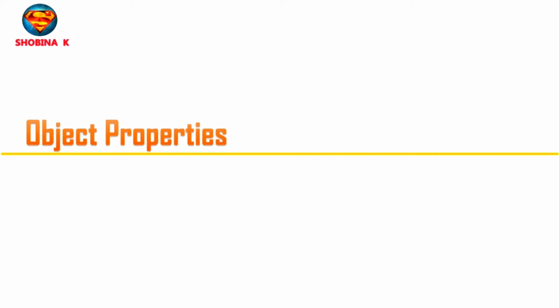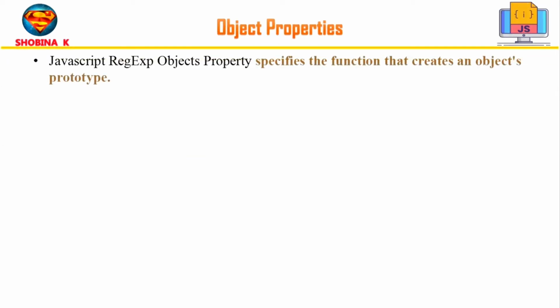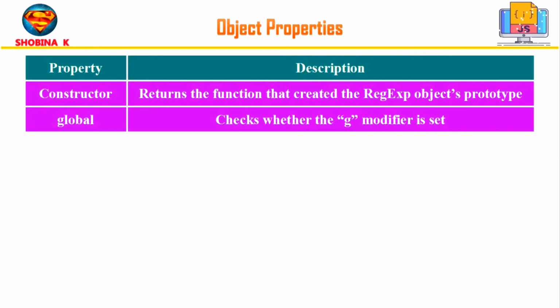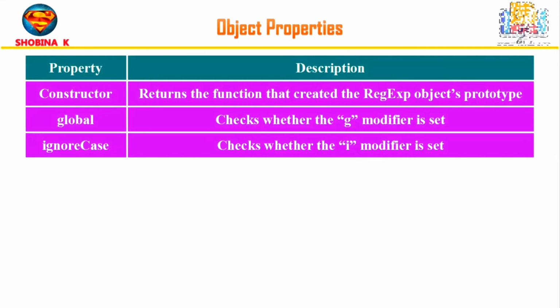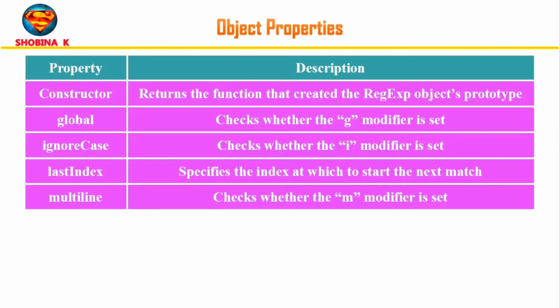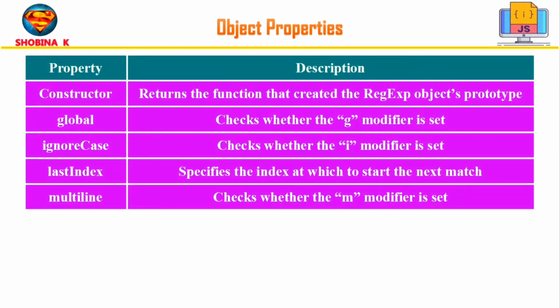And next we have object properties. The JavaScript regular expression object property is a function that creates an object's prototype. Now talking about the object properties, first we have the constructor. This property will return the function that creates the RegExp object prototypes. And next we have the global property. This checks whether the G modifier is set or not. And then we have ignoreCase, and it checks whether the I modifier is set or not. Next we have lastIndex, which specifies the index at which to start the next match. And finally we have multiline. Now this checks whether the M modifier is set or not.